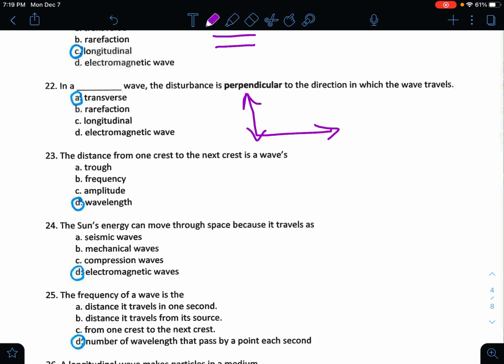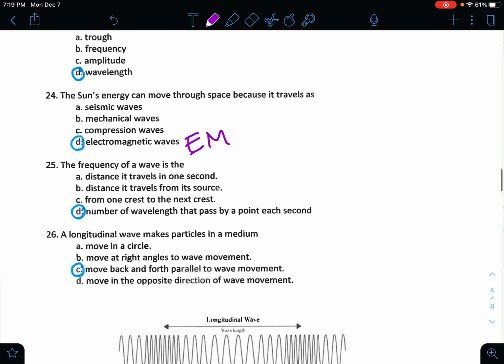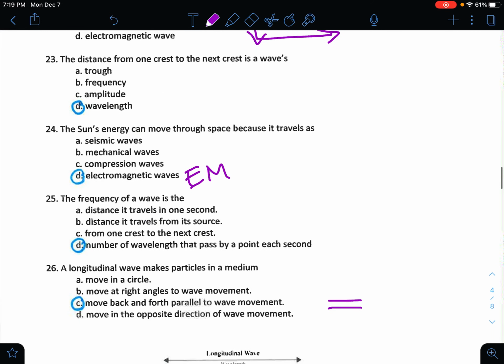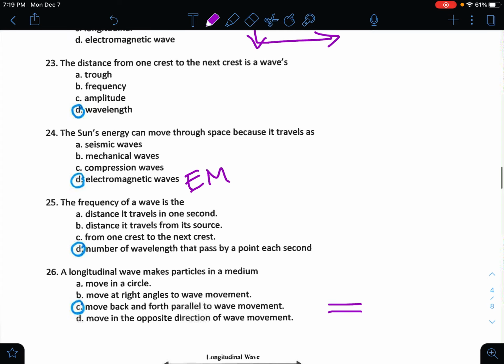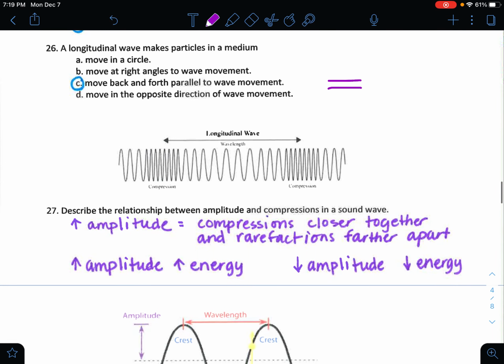Okay, the sun's energy can move through space because it travels as an electromagnetic wave. So remember, we write that as EM. Okay, the frequency of the wave is the number of wavelengths that pass by each second. That's just a definition. Okay. A longitudinal wave makes particles in a medium move back and forth parallel to a wave movement. So we've asked the same question in a couple of different formats. So make sure that you are associating longitudinal and parallel, and transverse and perpendicular.